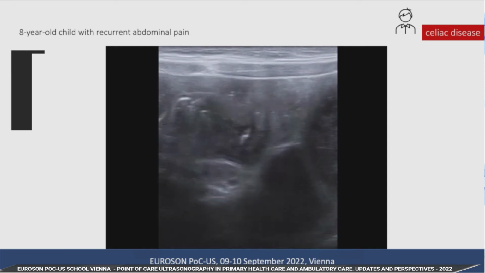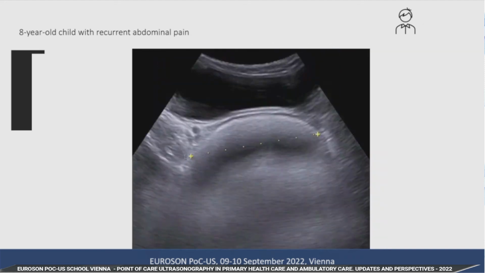And there is another patient who's coming to us with abdominal pain. We just put a transducer. We know what the diagnosis is. The diagnosis is constipation, and we use the examination to follow up the treatment, to make sure that this dilated rectum will become smaller with our treatment.